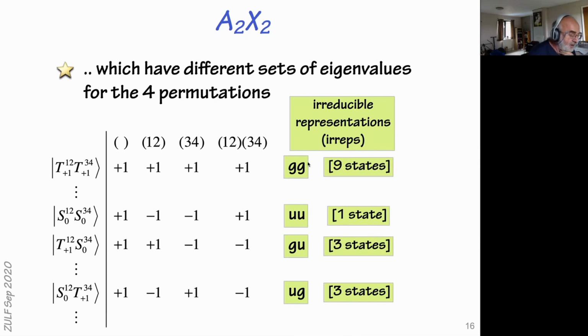And they have certain conventional labels, which are G for even and U for odd. So we have 9 states in the IREP GG, 1 state in the IREP UU, 3 states in the IREP GU, and another 3 states in the IREP UG. Okay, so our 16 symmetry adapted states are now sorted into these four groups.